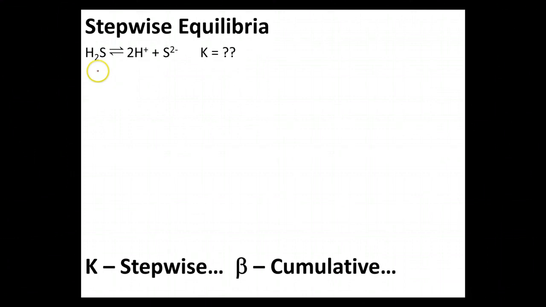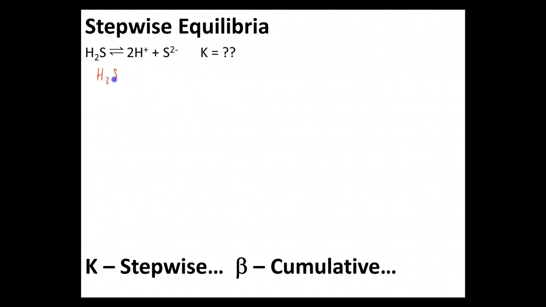Now what I'm going to have us do first is write our stepwise reactions, because you can see that we can imagine this having two different pieces. The first time an H+ pops off and the second time one does. If we were to write these out, we could determine a K for each of those subreactions. So let's take a look.